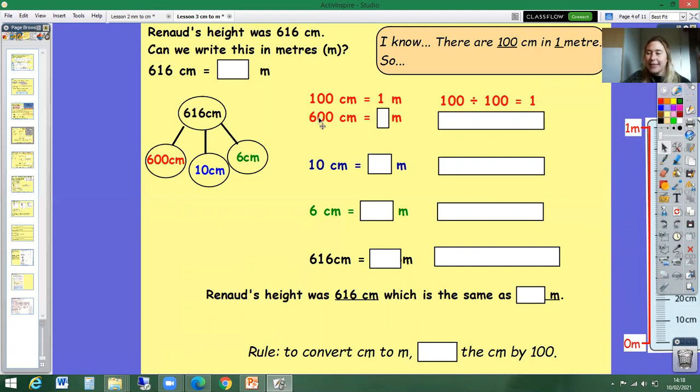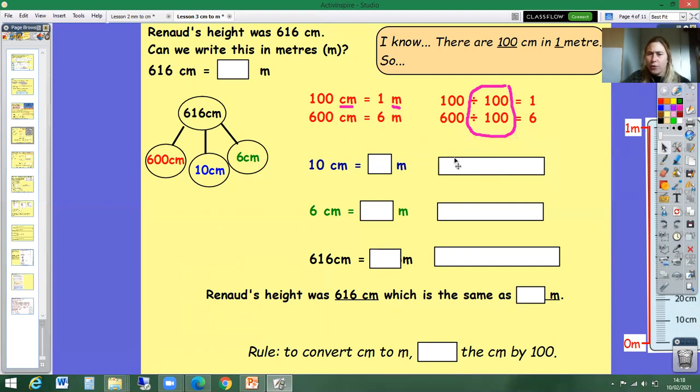So let's think about the 600 centimeters. I know 100 centimeters is 1 meter, so 600 centimeters has got to be 6 meters. And let's just check it by looking at our division. So we need to do 600 divided by 100, and that would leave us with 6. Okay. Now remember that when we've been going from centimeters to meters, we have been dividing by 100 each time, haven't we? So that's going to help us out here, because let's look at what 10 centimeters would be in meters.